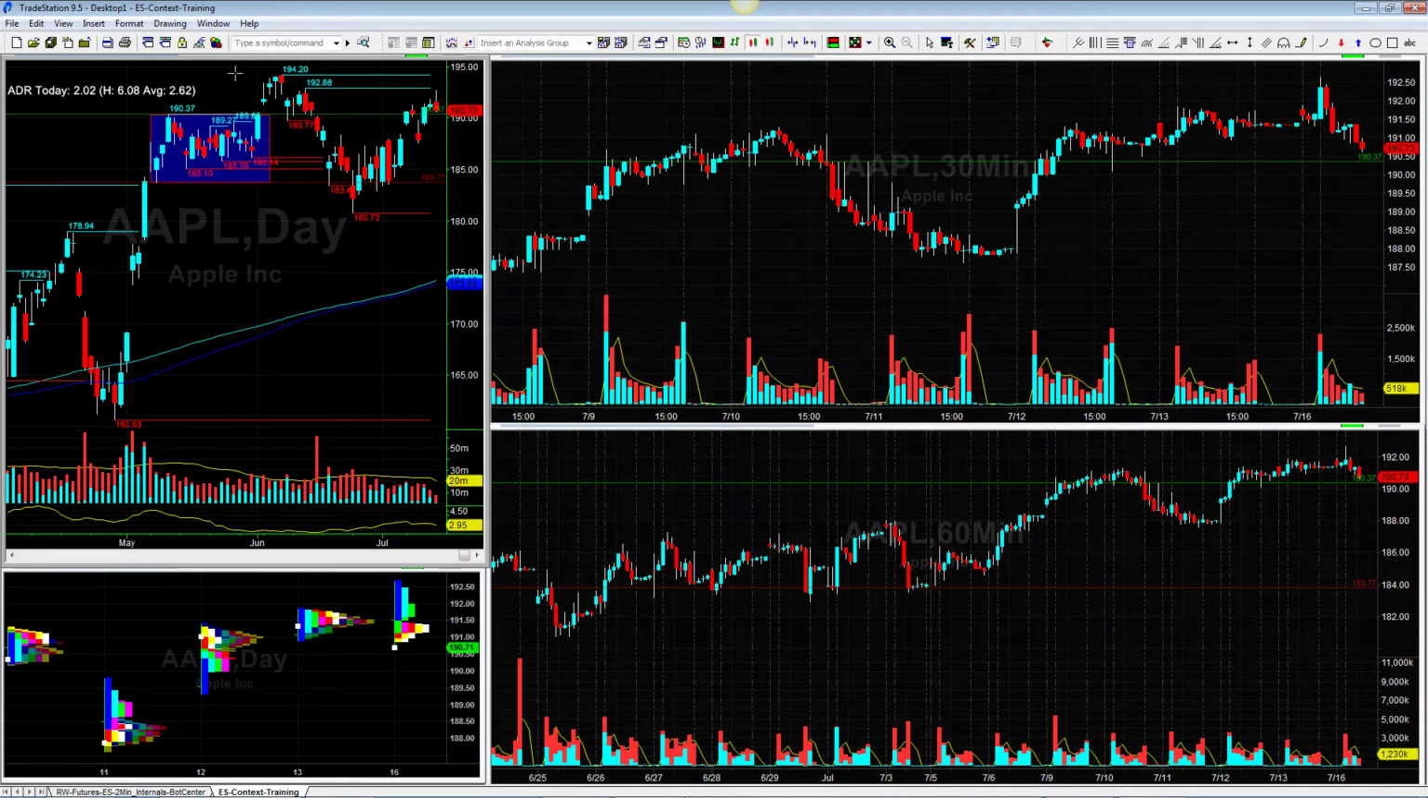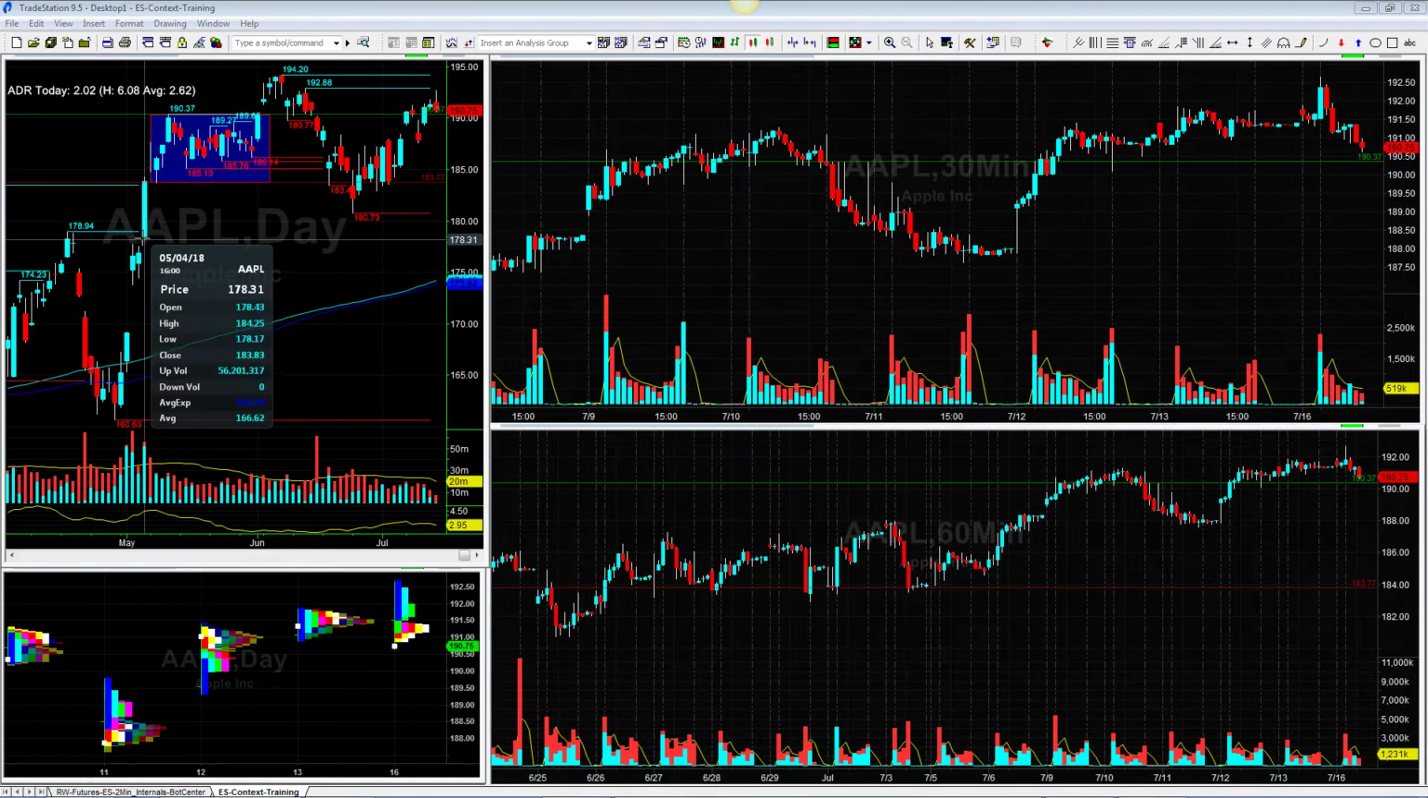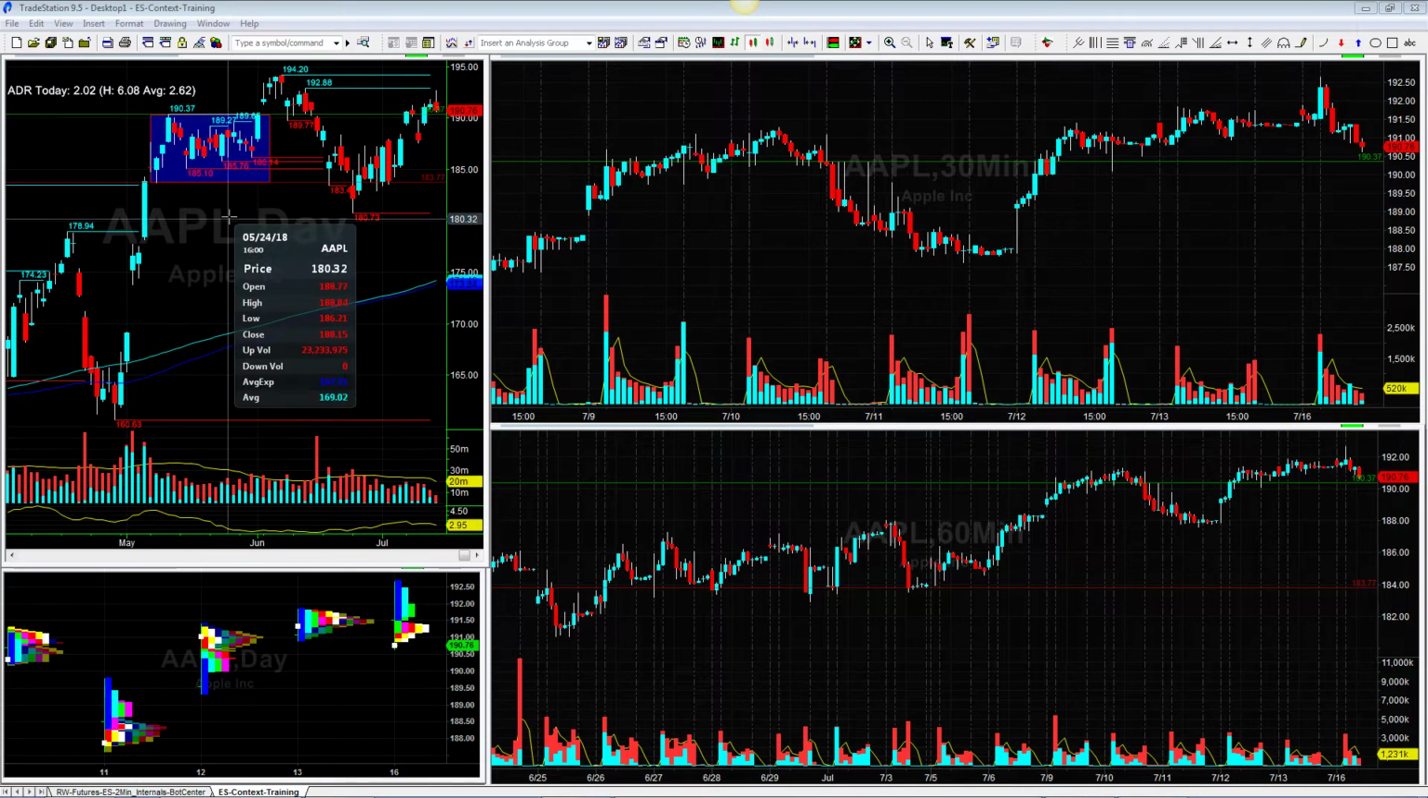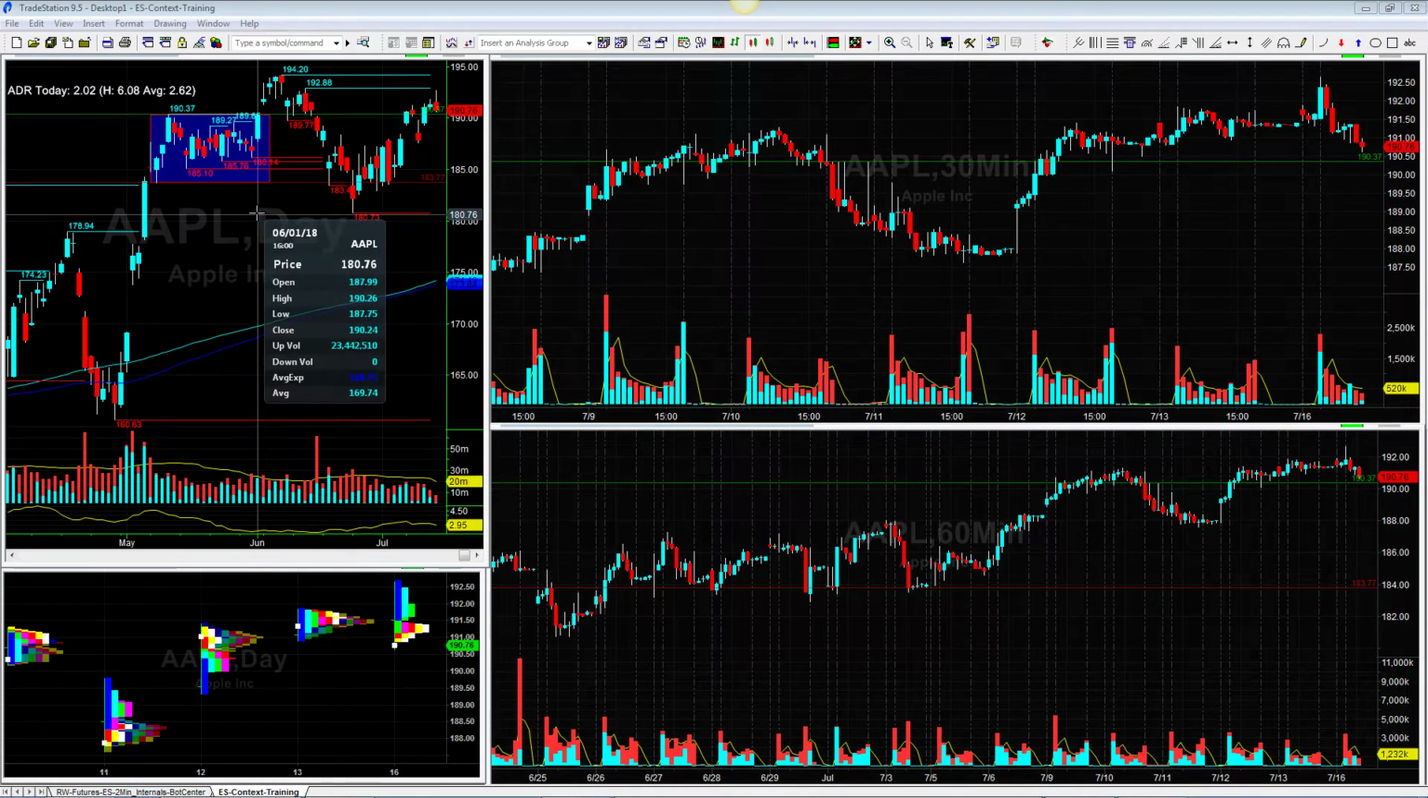Now, one other thing I like to do, and once again, this is contingent upon your platform, every platform is different, is I like to find the high volume node of the balance area. So I have another indicator that I use for this. It's kind of a cumbersome way of doing this, and other platforms may be better, but I'll show you just so you get the idea. So the first day of the balance area was on May 7th, and the final day was on June 1st.